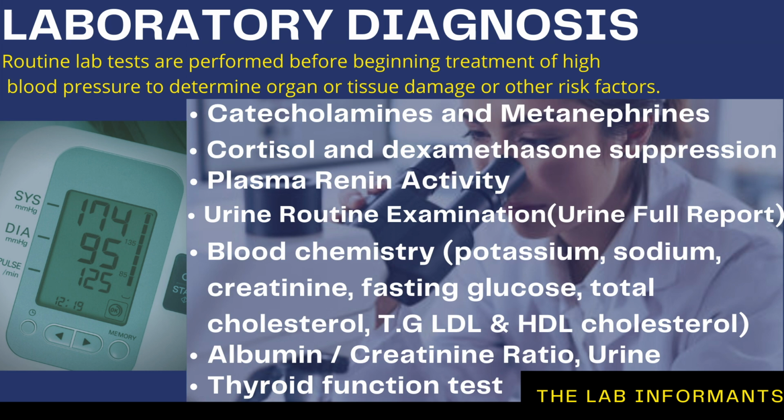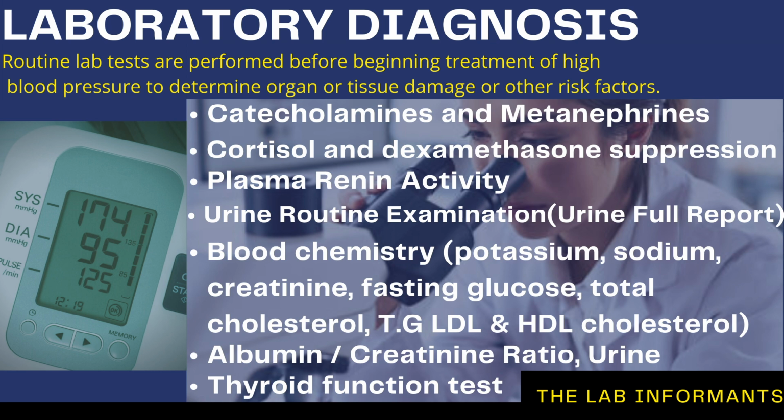Plasma renin activity. Renin is an enzyme that is made by special cells of the kidneys, and it helps control blood pressure. Therefore, when the blood pressure is high, it is essential to also determine the amount of plasma renin in order to get the right treatment.